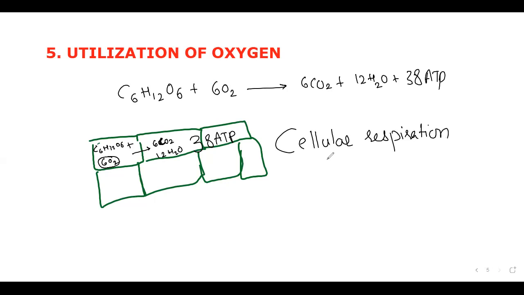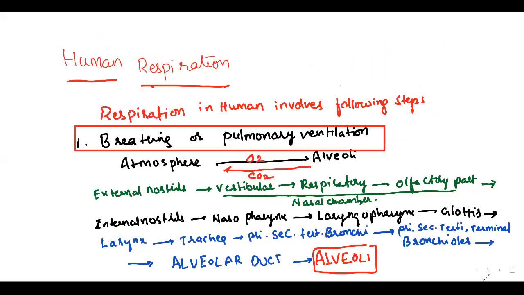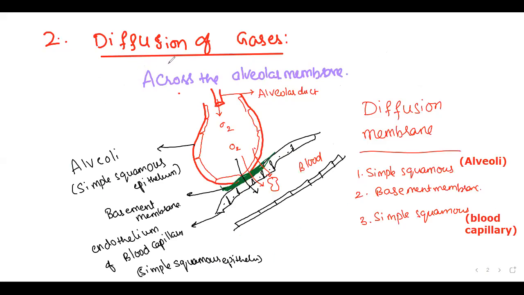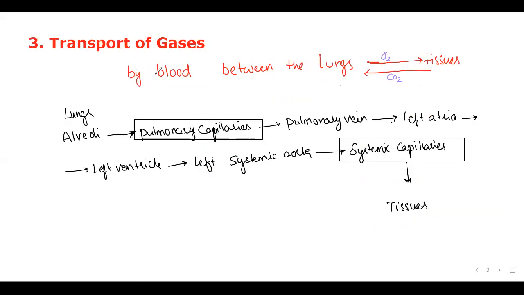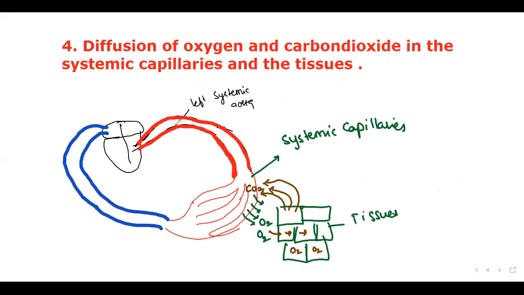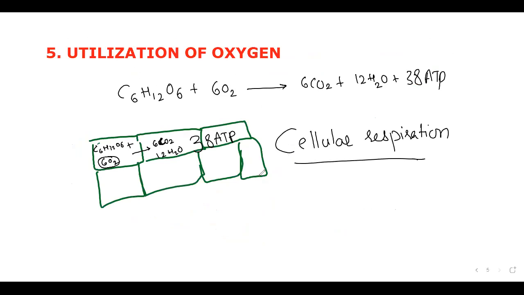The sequence which we have seen in the beginning of the class, I just categorized these particular sequences. Let me show you once again. Breathing or pulmonary ventilation, which is happening between atmosphere and lungs. Then diffusion of gases across the alveolar membrane between the alveoli and pulmonary capillaries. Then transport of gases from the pulmonary capillaries to the systemic capillaries to the tissues. Then diffusion of oxygen and carbon dioxide in the systemic capillaries and the tissues. Then utilization of oxygen.